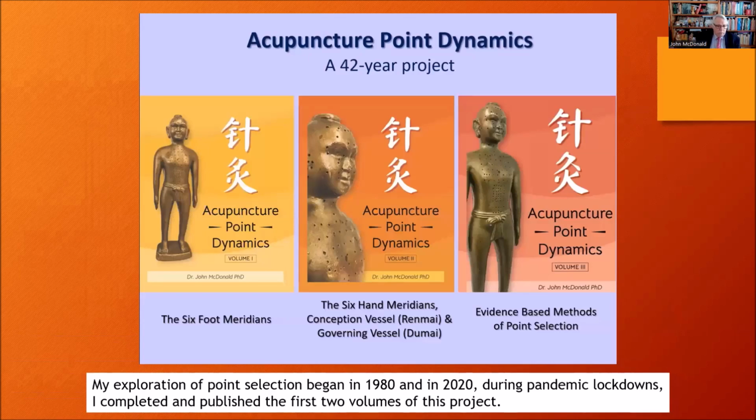My exploration of point selection began in 1980, and in 2020, during pandemic lockdowns, I completed and published the first 2 volumes of this project. Acupuncture Point Dynamics Volume 1, the 6-foot meridians, and Volume 2, the 6 hand meridians, conception vessel, and governing vessels.